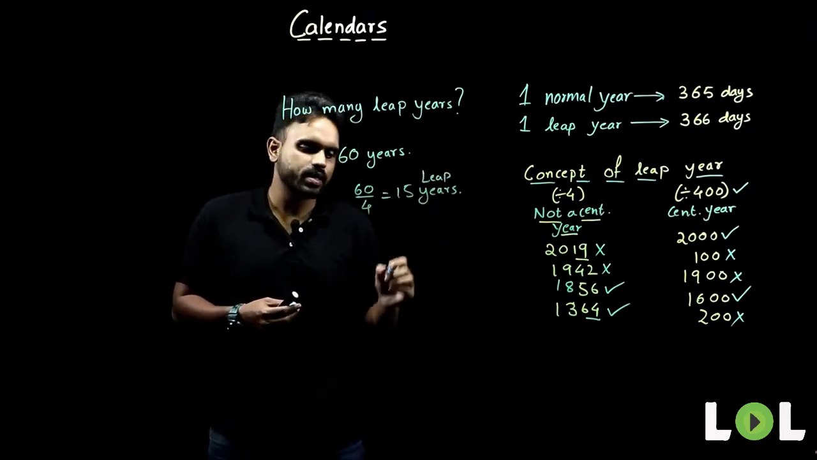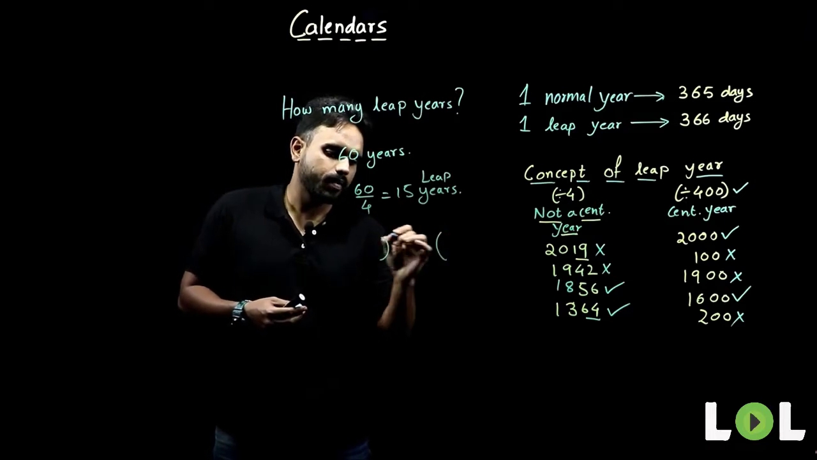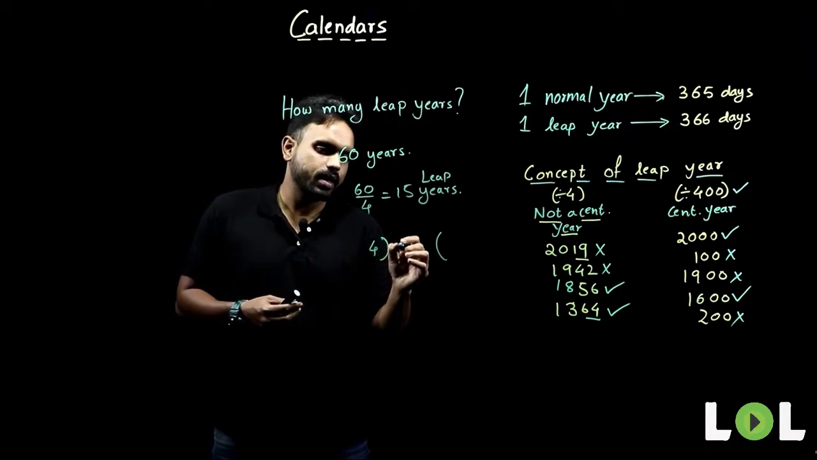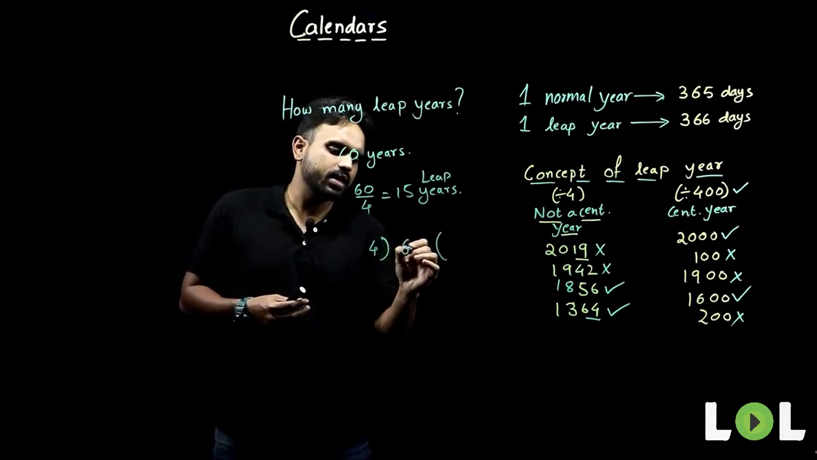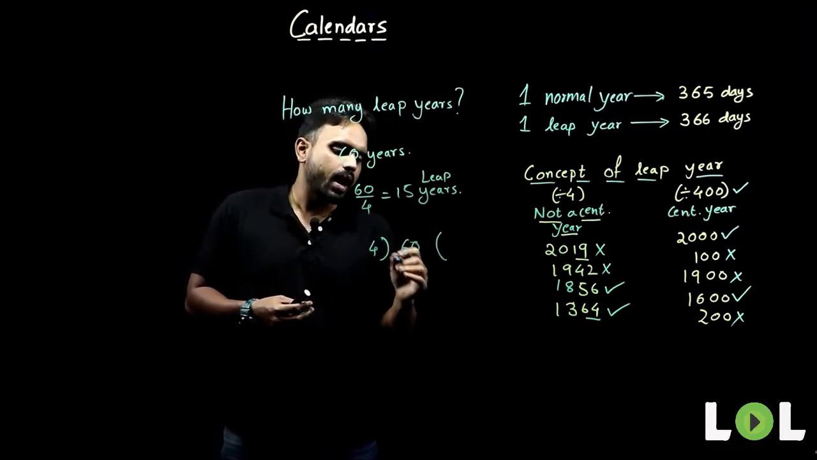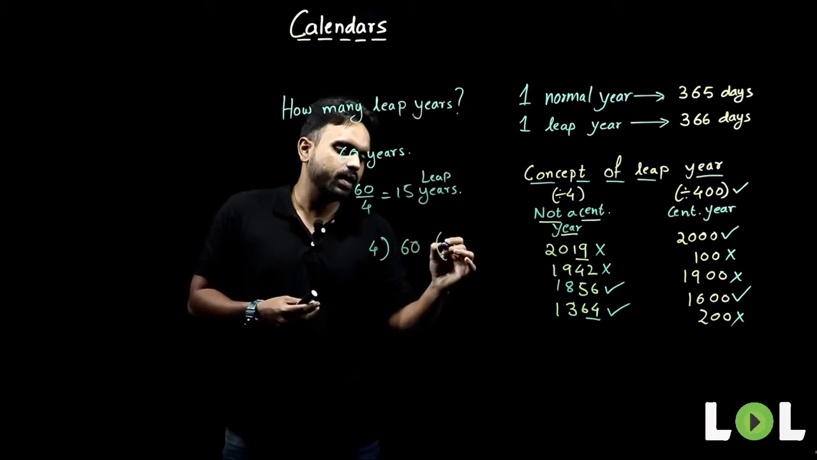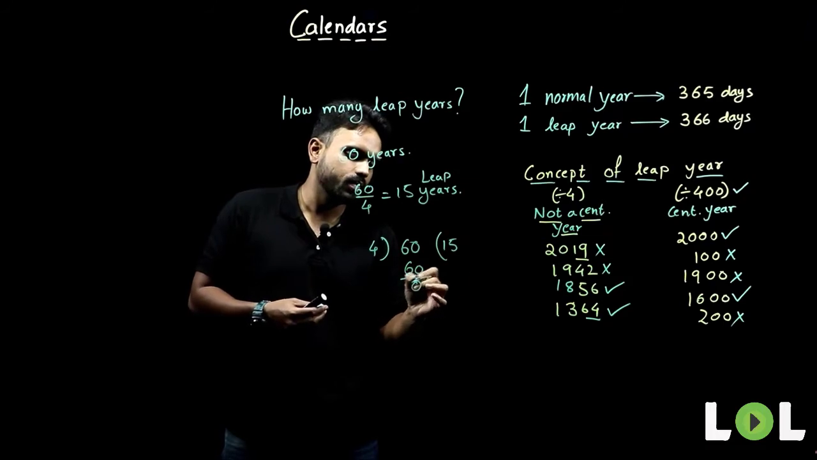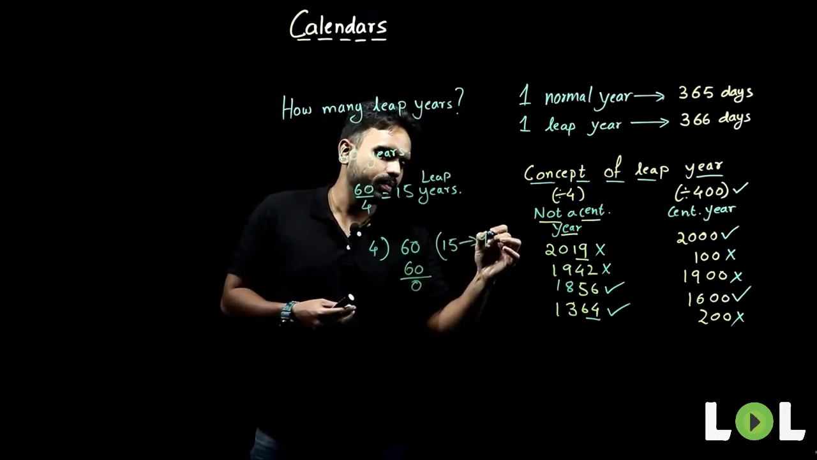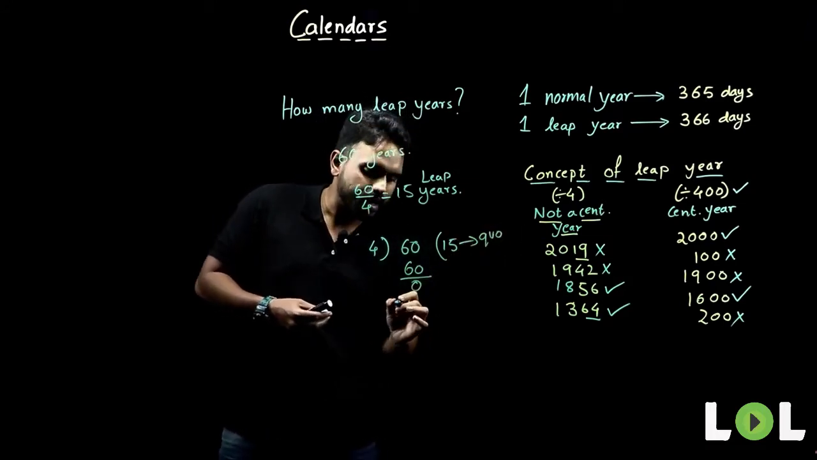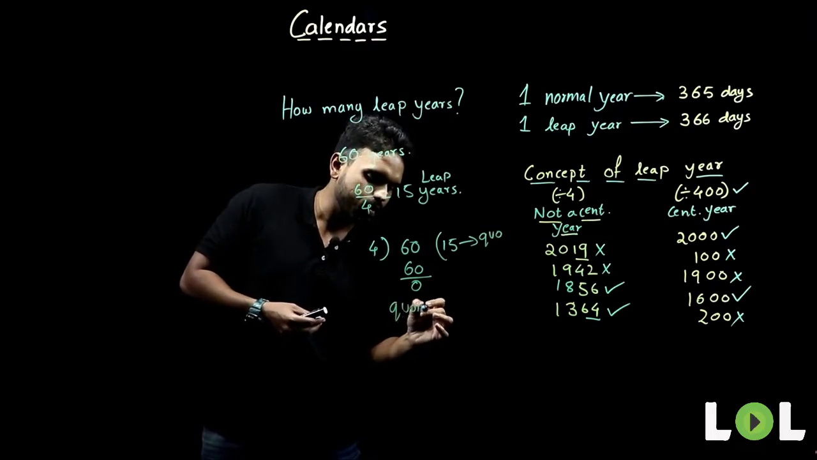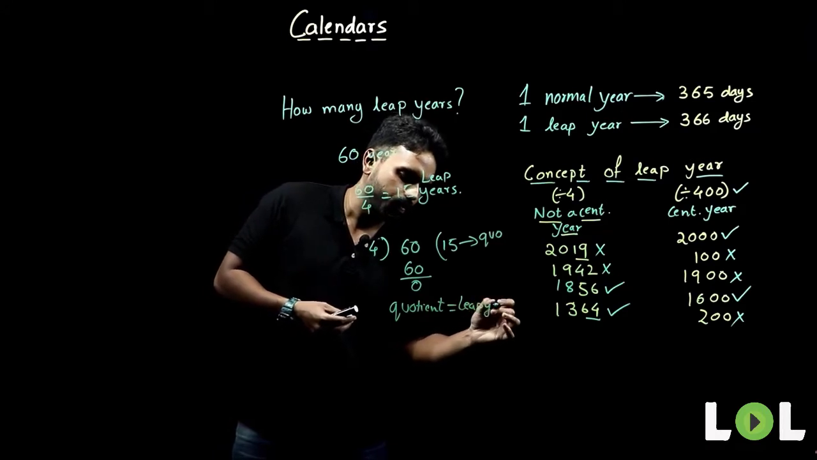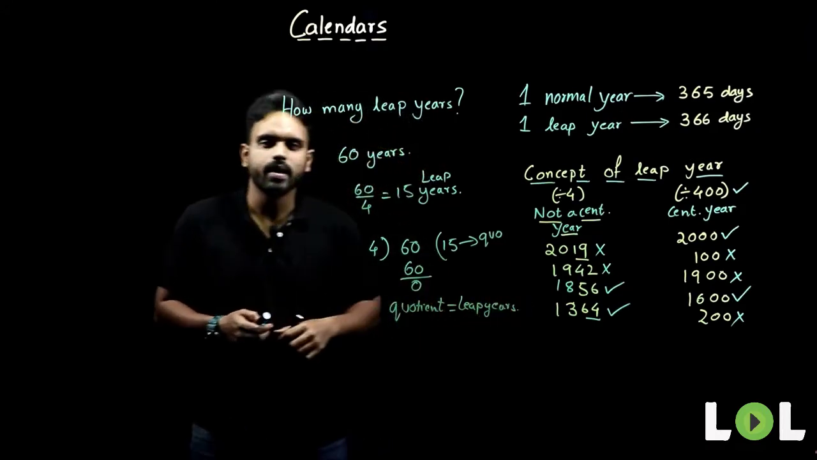How did I arrive at this? Check. Here 4 is my divisor, 60 is the dividend, and if I divide it, how many times will it go? 15 times will give me 60. My quotient is nothing but my leap years.